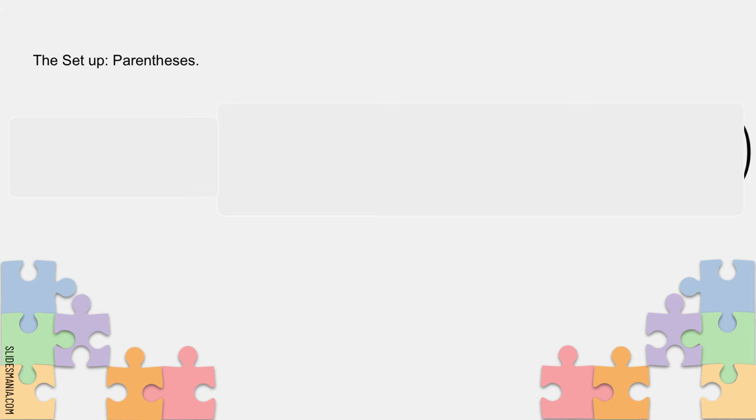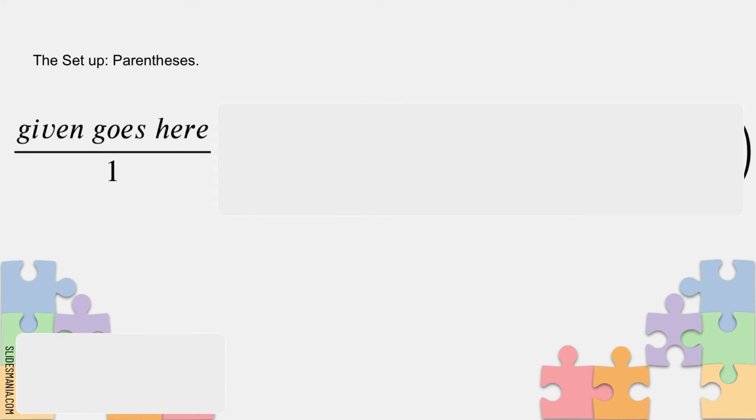I use the parentheses, and I will probably use those when we do examples in live sessions, but you are more than welcome to use the railroad tracks. So what I do is my given goes here. What am I given in the problem? And it's over 1 because you can write anything over 1. I do that so you can see that the given is on the top.